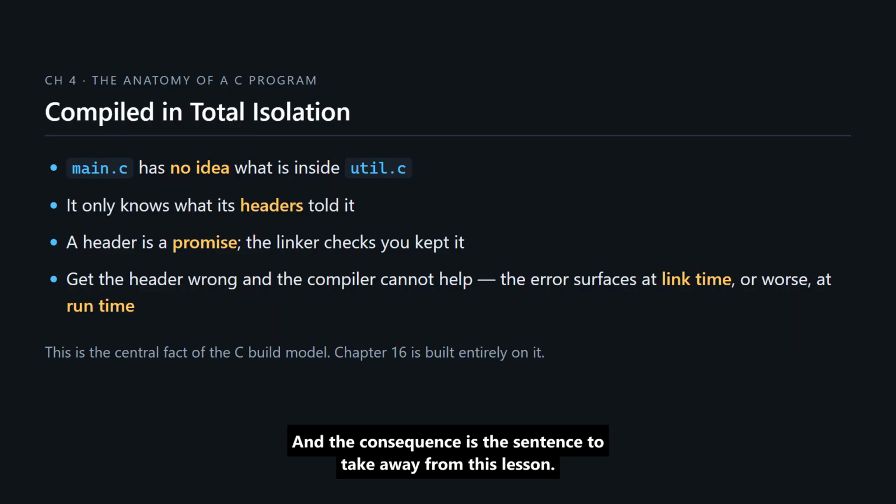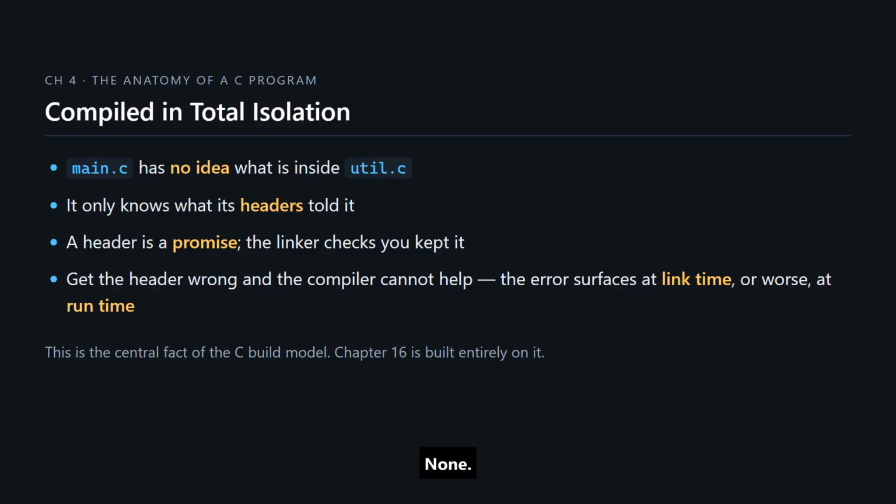And the consequence is the sentence to take away from this lesson. Each translation unit is compiled completely independently. Main.c has no idea what is inside util.c. None. It knows only what its headers told it.